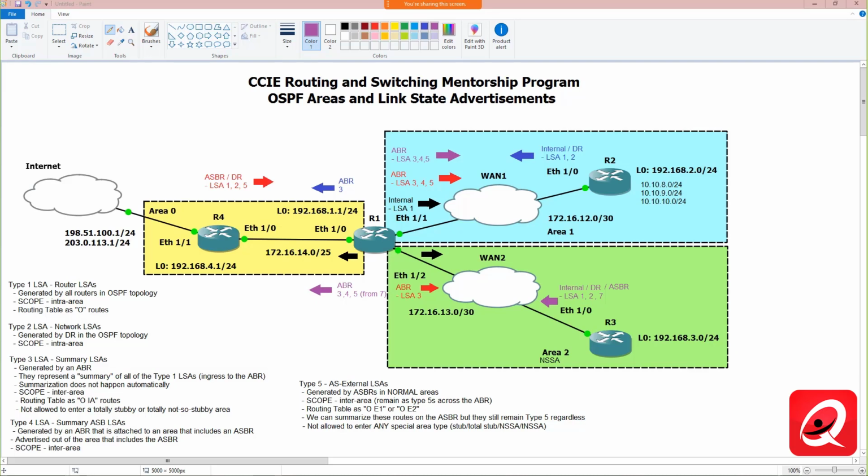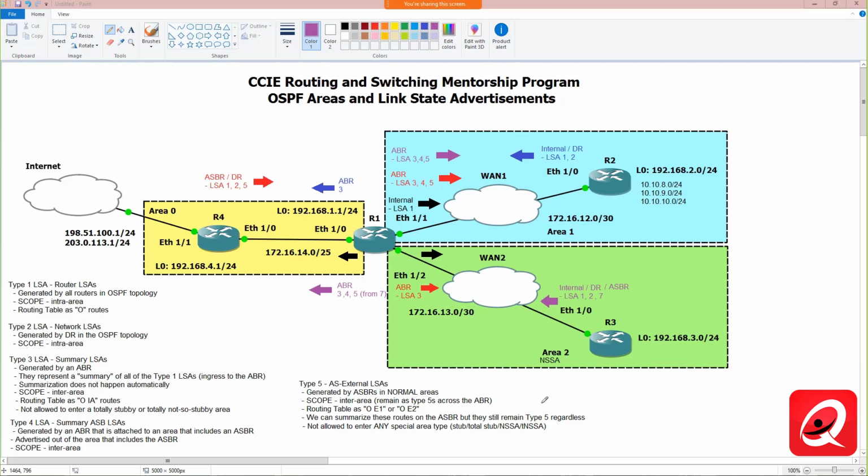O routes are always going to be preferred over OIA routes. O routes and OIA routes are always going to be preferred over external routes. And then finally, within the realm of external, OE1 are going to be preferred over OE2.